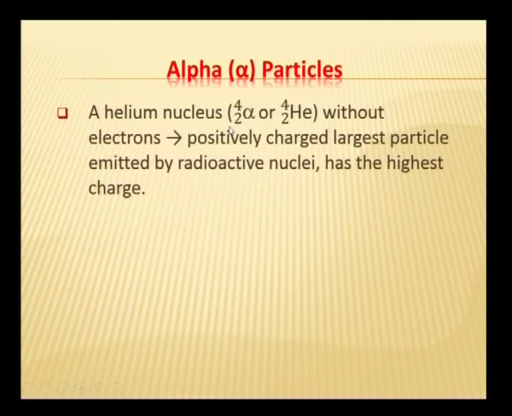A helium nucleus that is designated by this kind of symbol is the alpha particle, having the atomic number 2, that is the 2 electrons and 2 protons, right. The mass number, the superscript at the top, that is 4, that is the mass number, that means 2 protons and 2 neutrons. So, this is the helium nucleus, right, without electrons, that is the so called alpha particle. It is the positively charged, largest particle emitted by radioactive nuclei and has the highest charge.